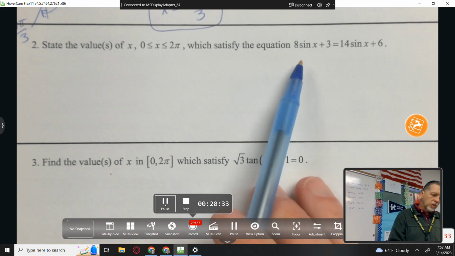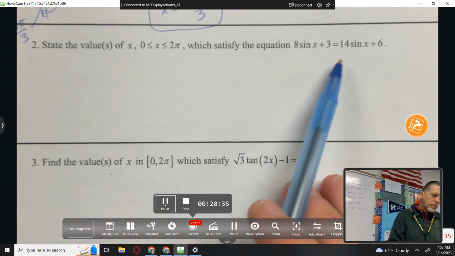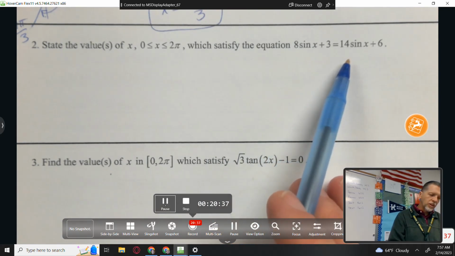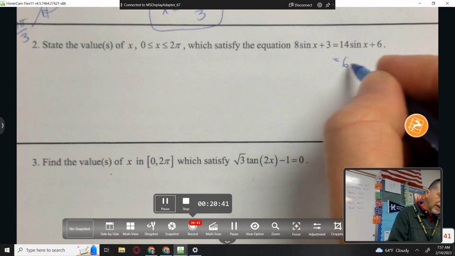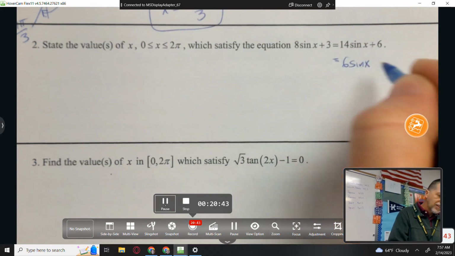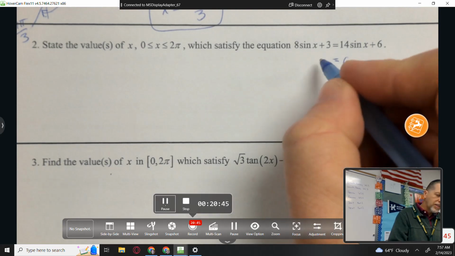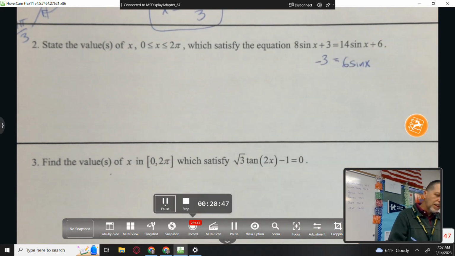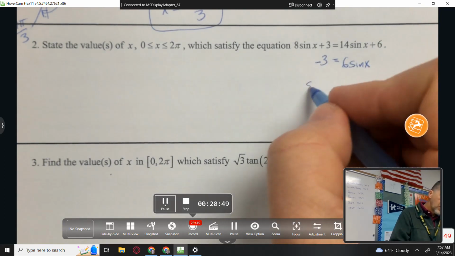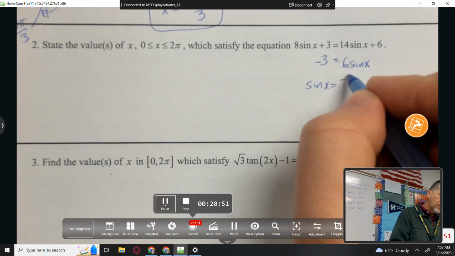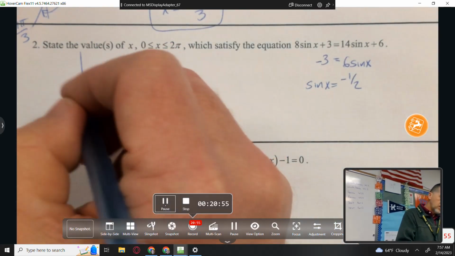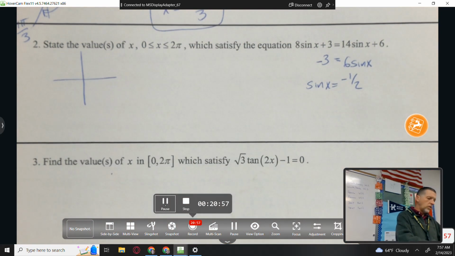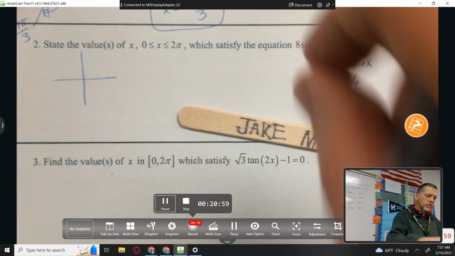Number 2. Things are a little bit more tricky here. If I subtract 8 sine x, I get 6 sine x. And if I subtract 6, I get negative 3. So sine of x equals negative 1/2. This is just unit circle, unit circle, unit circle.